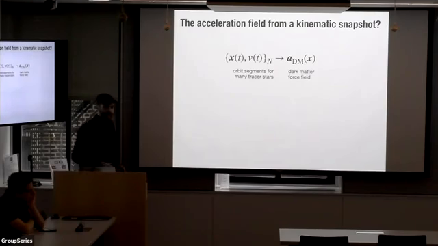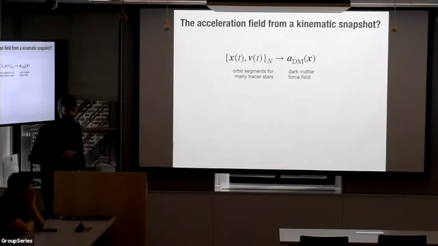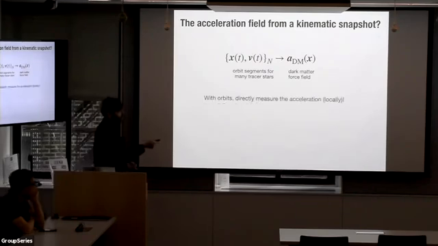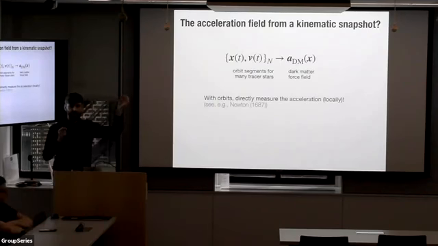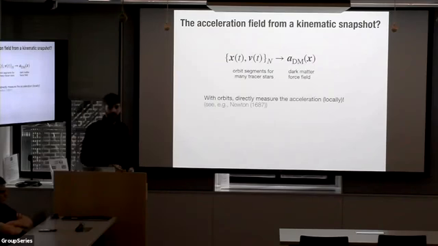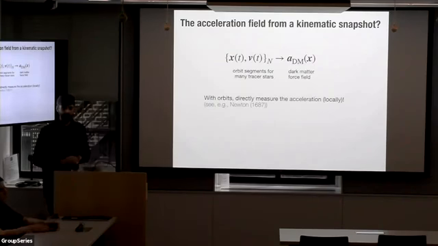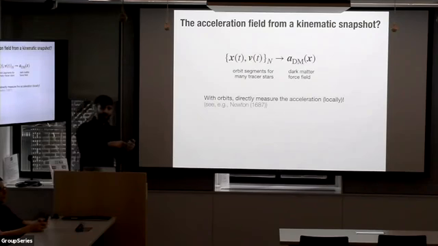Now, the problem would be a lot easier if instead of instantaneous phase-space positions, we had actual full orbits for stars, or even segments of orbits. Because if we had orbit segments, we could actually directly measure the acceleration. If you have an orbital trajectory, you know the acceleration local to that orbit. And that, for example, is how Newton determined that the force law of the solar system falls off like 1/r². He saw that the orbits of the planets are closed ellipses that connect back on themselves.